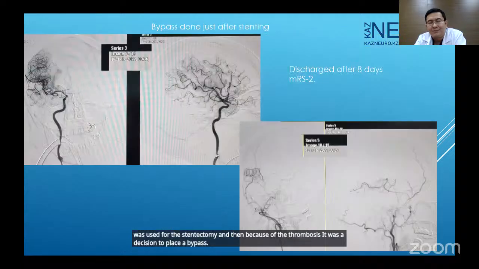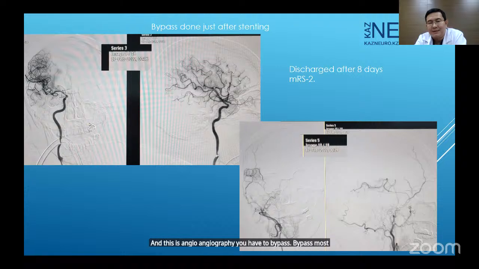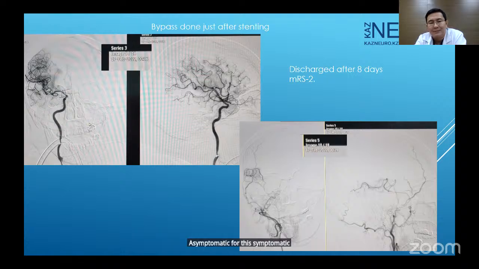And this is angiography after bypass. Bypass was patent, and the solitaire stent was also patent. Patient discharged after 8 days after bypass. And we are following this patient. It's more than 1 year, and patient is asymptomatic for this lesion.